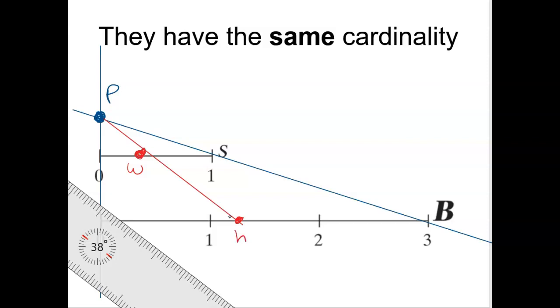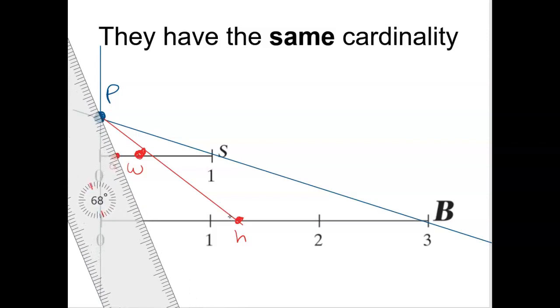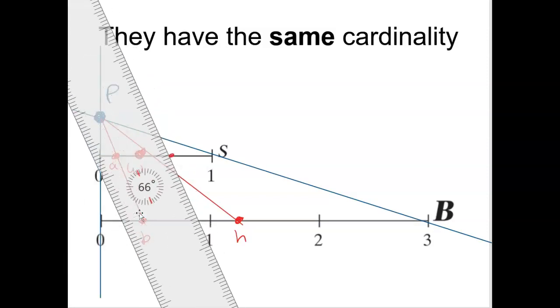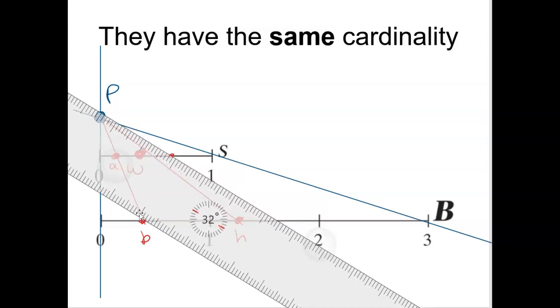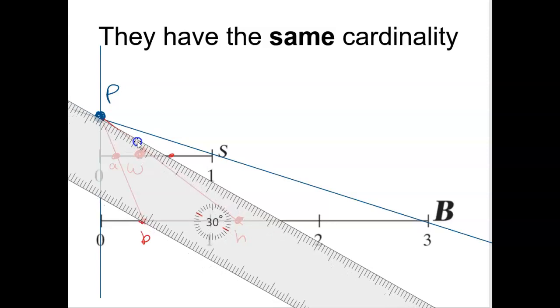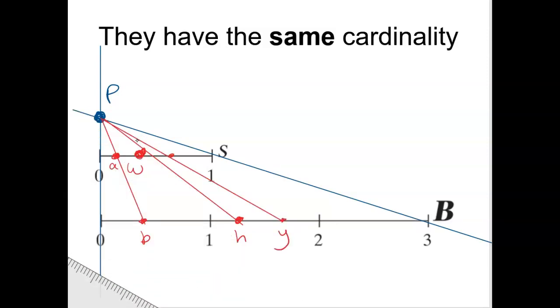Okay, what about another point on S? Let's call this A, another point. Where's that going to hit on B? That could hit right there. What about another? And I could just keep going with this, right? I'm going to be able to hit a point on S and a point on B every time. So I can show that a point on S does have one-to-one correspondence with a point on B. It's going to hit at one point every time.